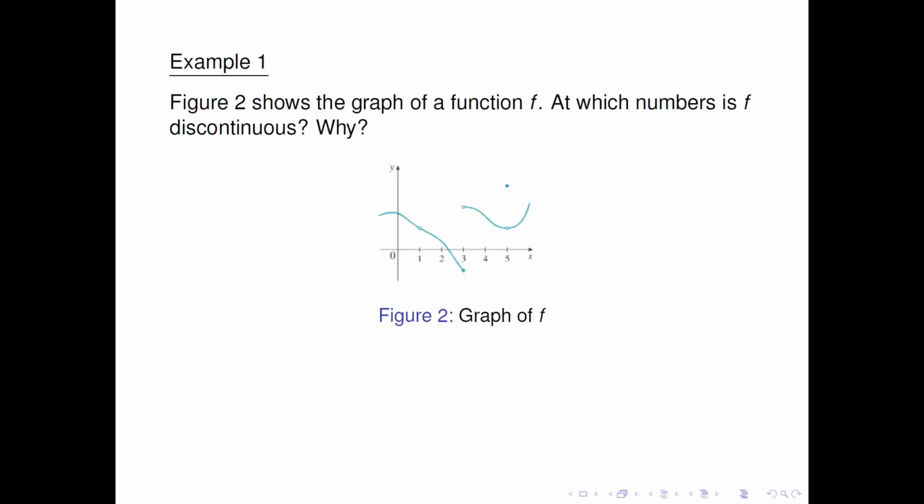Let's look at an example. Here we have the graph of a function f, and we will discuss the x values at which the graph is not continuous, or where the function is discontinuous. Three points stand out. The first one is the point x equals 1. The second is the point x equals 3. The third is the point x equals 5.